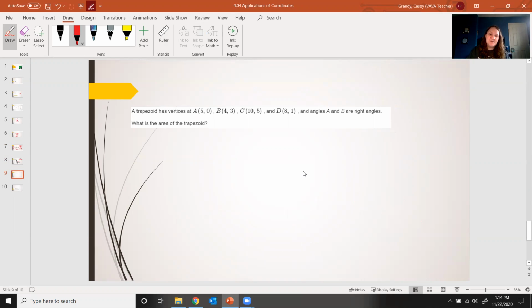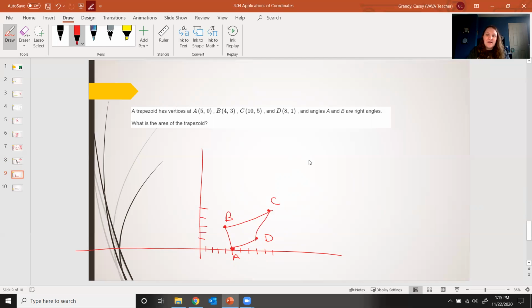All right, the next example, a trapezoid has these vertices, and angles A and B are right angles. So let's sketch it. All right, A is at 5, 0. B is at 4, 3. C is at 10, 5. And D is at 8, 1. Okay, and it says angles A and B are right angles. So I know that's a right angle and that's a right angle.